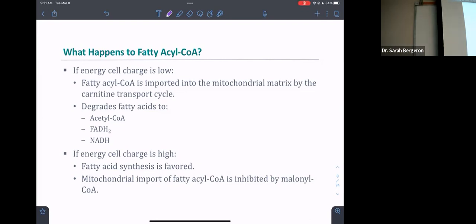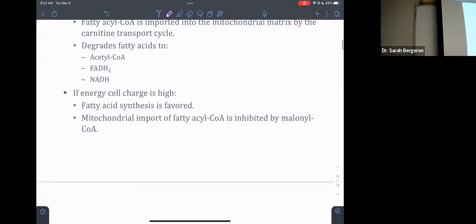So once we put that fatty acid into the mitochondria, what we're going to generate are a bunch of Acetyl-CoA molecules, a bunch of FADH2, and a bunch of NADH. What are those substrates for? Acetyl-CoA is a substrate for the citrate cycle. FADH2, what does that do? Electron transport chain. NADH, electron transport chain, right? Yes.